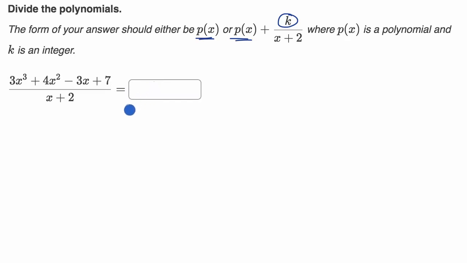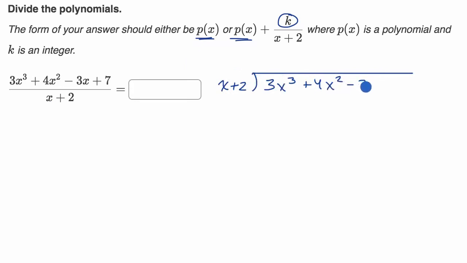All right, now let's work through it together. What we're trying to do is divide x plus 2 into 3x to the third power plus 4x squared minus 3x plus 7. And so, like always, we focus on the highest degree terms first. x goes into 3x to the third power how many times? Well, 3x squared times. We'd want to put that in the second degree column, 3x squared.